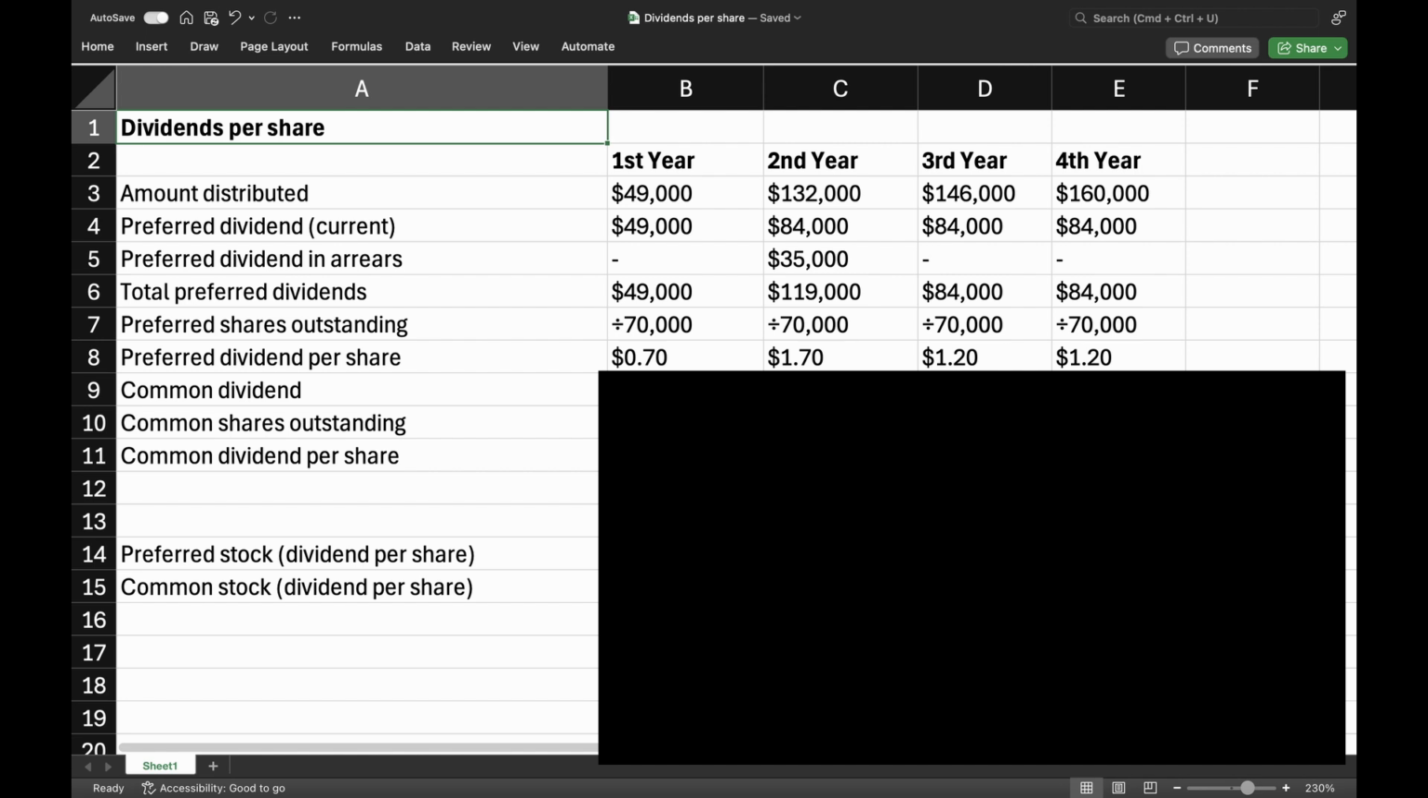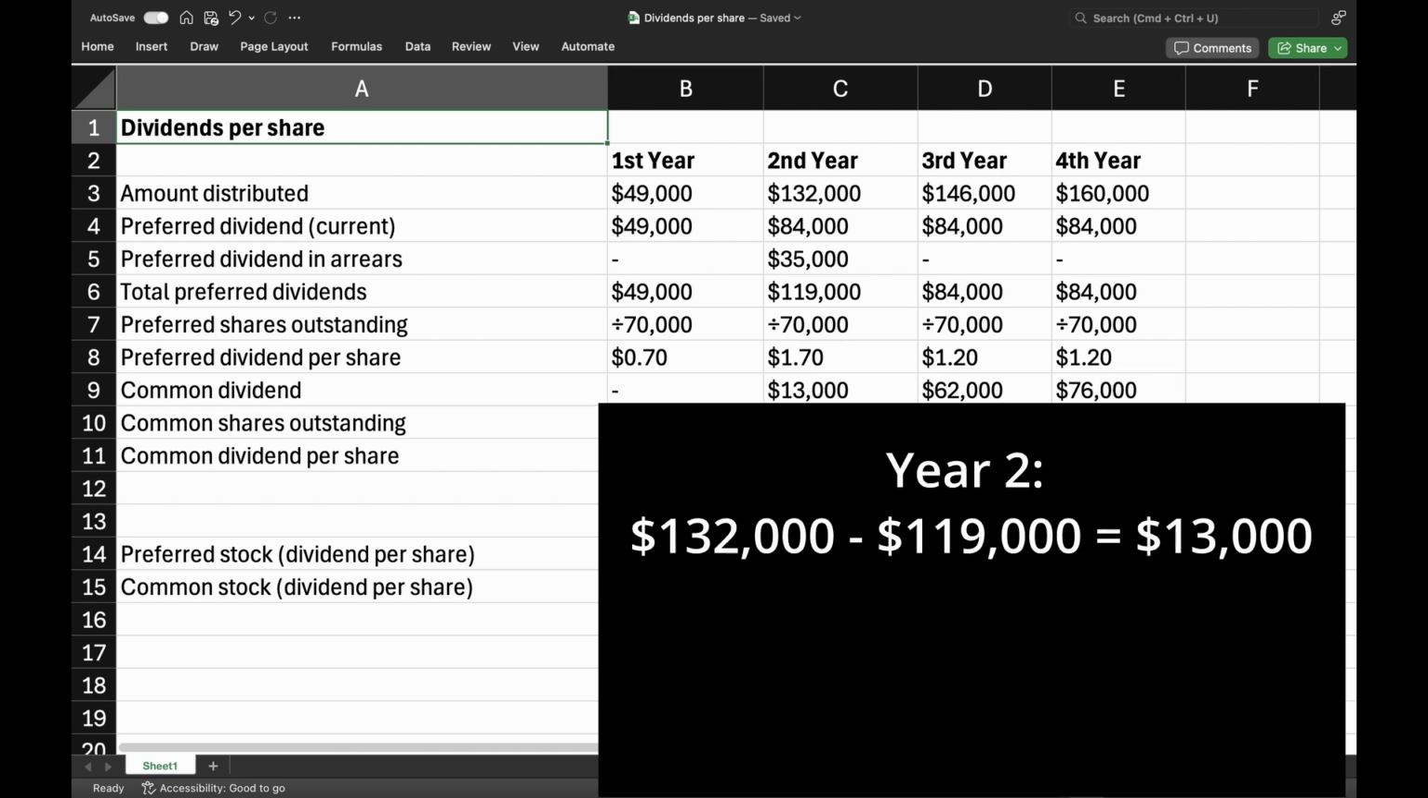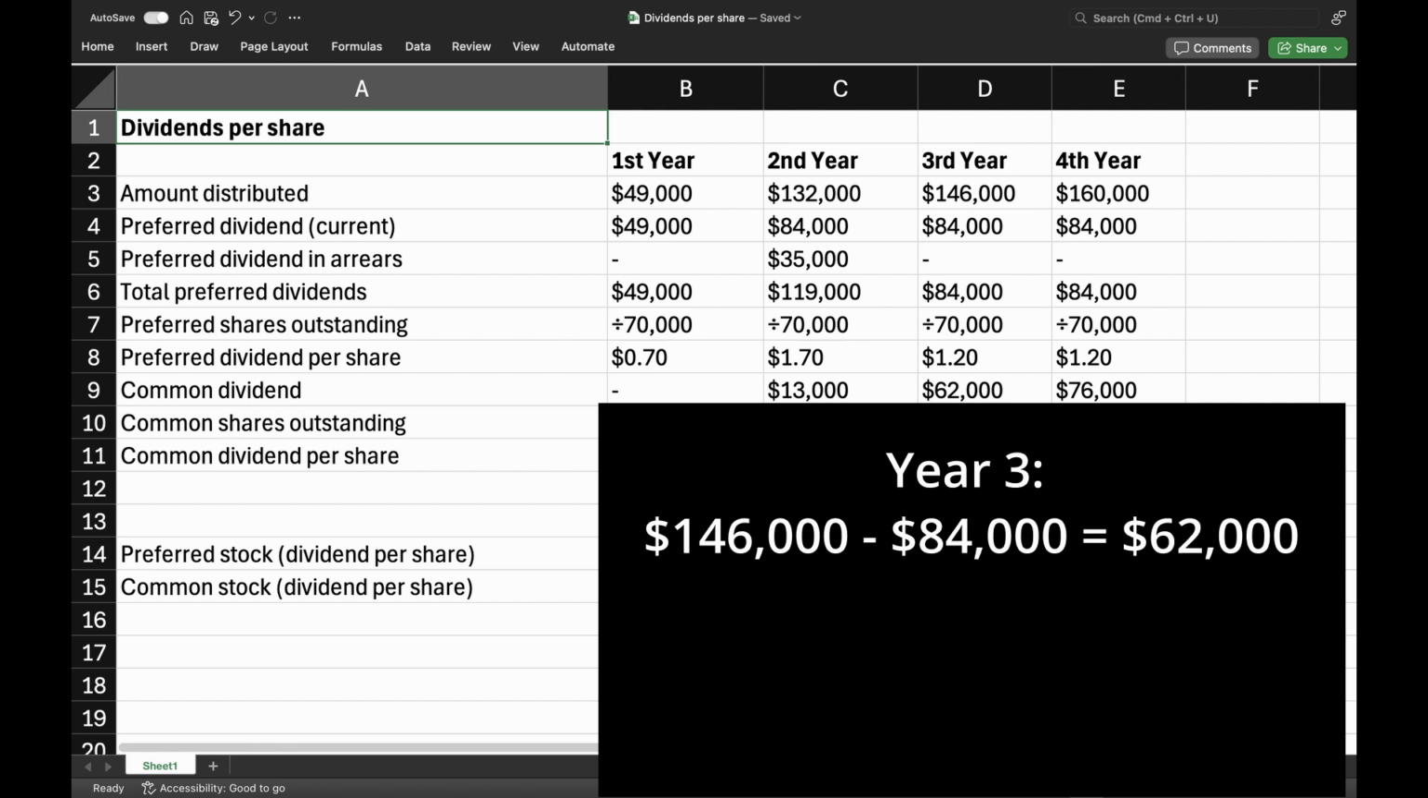For the rest of the years, we can find the amount by subtracting the total preferred dividends from the amount distributed. So for year 2, $132,000 minus $119,000, which comes out to $13,000. For year 3, $146,000 minus $84,000, which comes out to $62,000. And for year 4, $160,000 minus $84,000, which comes out to $76,000 for the common dividend for year 4.